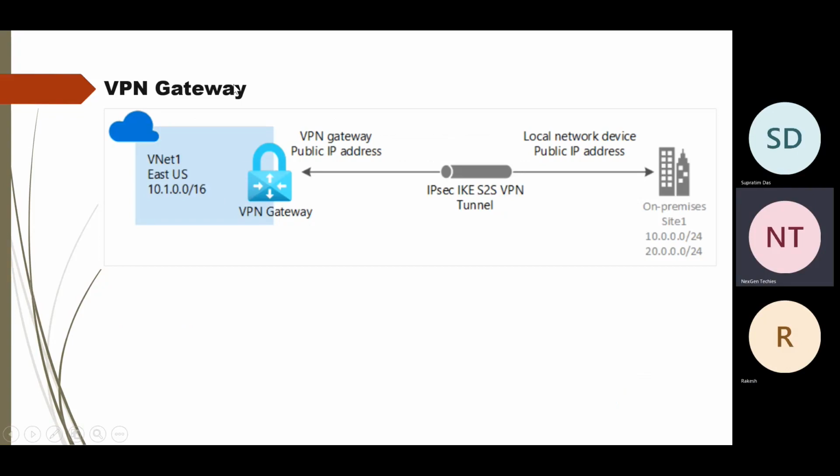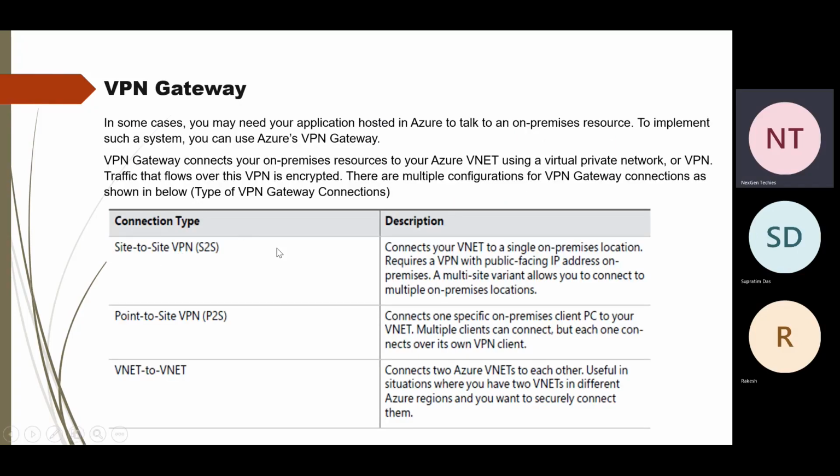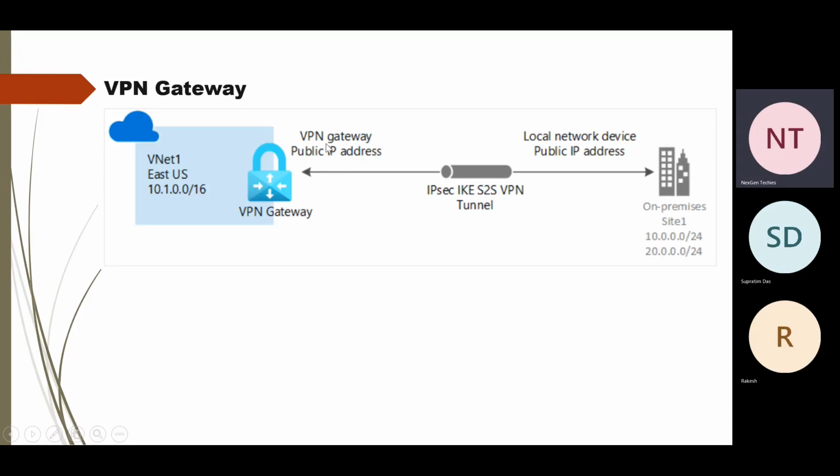Here you will see an example of a VPN gateway. Here we have the Azure network, East US. We have the VPN gateway, and this first one is the example of site to site VPN. Here you have the public IP address of your Azure, and here you have the public IP address of your on-premise, and you are connecting through VPN tunnels using the IPsec protocol over the internet.